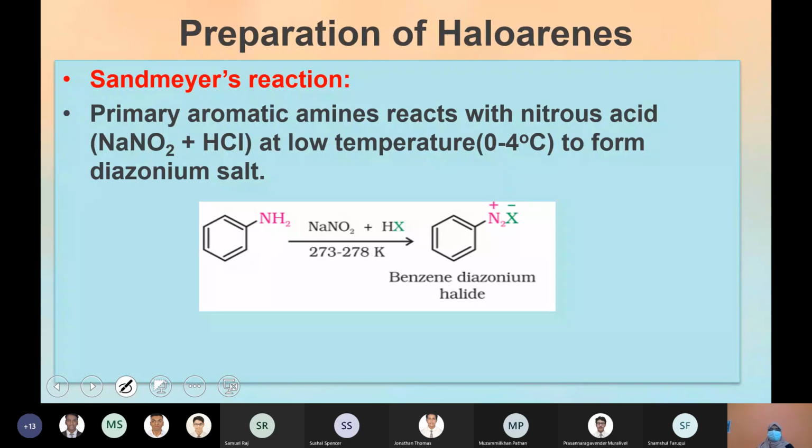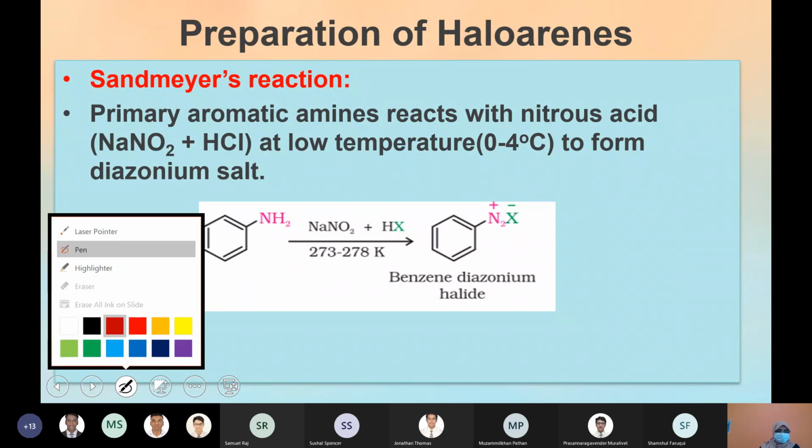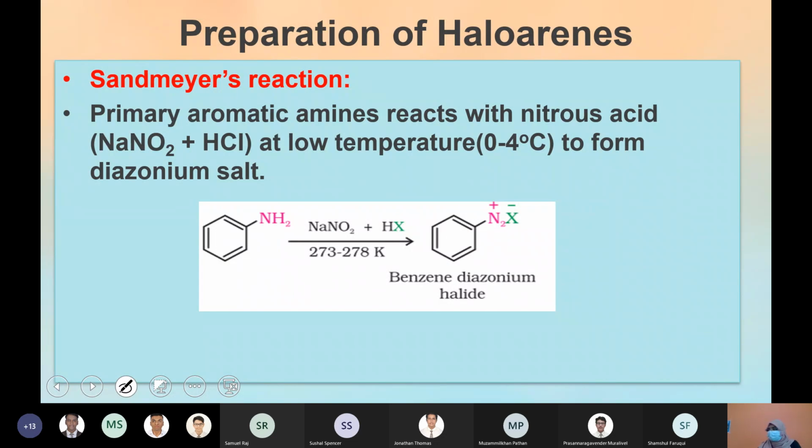So Sandmeyer's reaction is where your starting reagent is a primary amine. It's a two-step reaction. First step is formation of diazonium salt. Second step is the formation of your haloarene. We just started discussing this reaction, but we could not explain it completely. And I think I was explaining about in situ reaction and all, right? Yeah, we just started. I still remember.